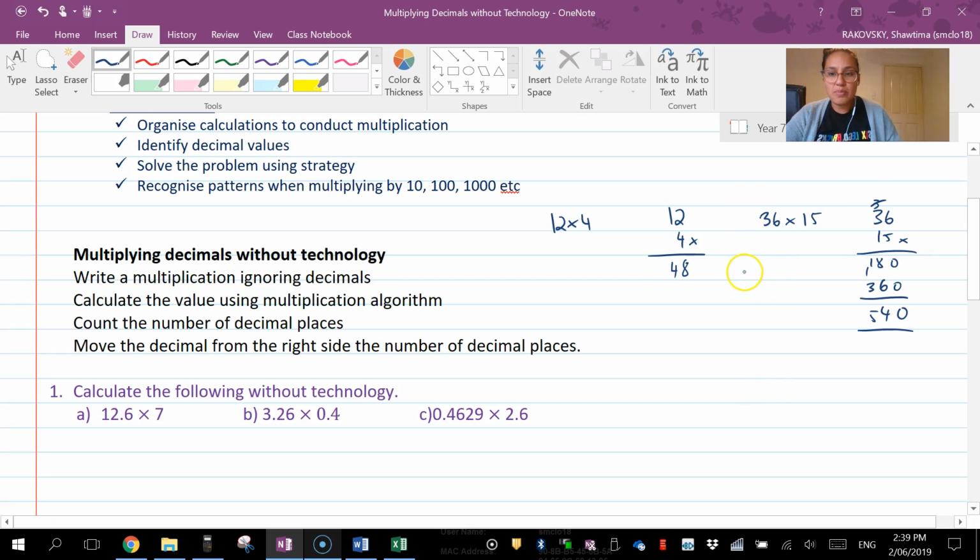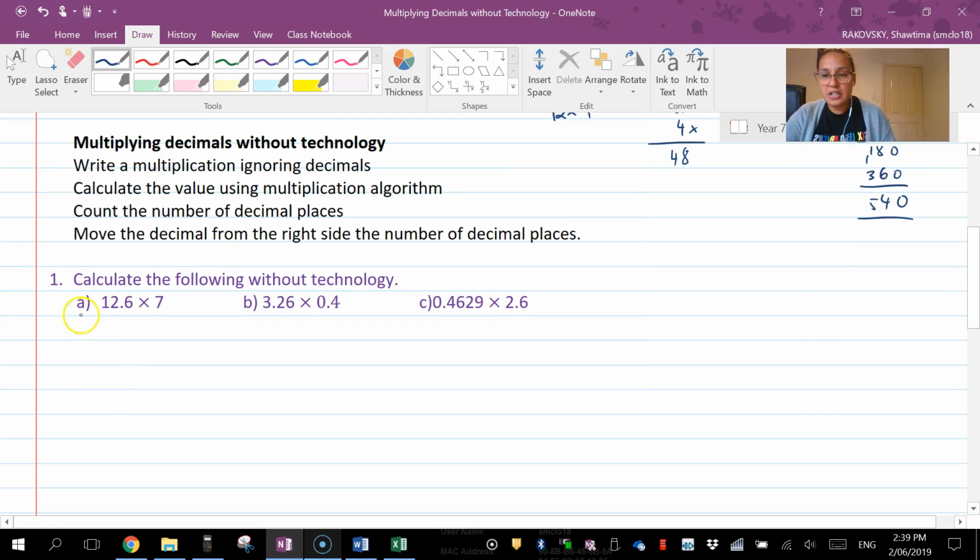It's the same concept with multiplying decimals. Instead of writing it as 12.6, we write it as if we were lining it up the traditional way. So 6 times 7 is 42, carry 2, 7 times 2 is 14 plus 4 is 18, and 7, 8. I'm writing the multiplication ignoring the decimals, so place value doesn't matter when lining up. I do the calculations based on the traditional multiplication algorithm, and now I count my number of decimal places. I actually have 1 here, so I go back to my answer, and from the right I move my decimal 1 place.